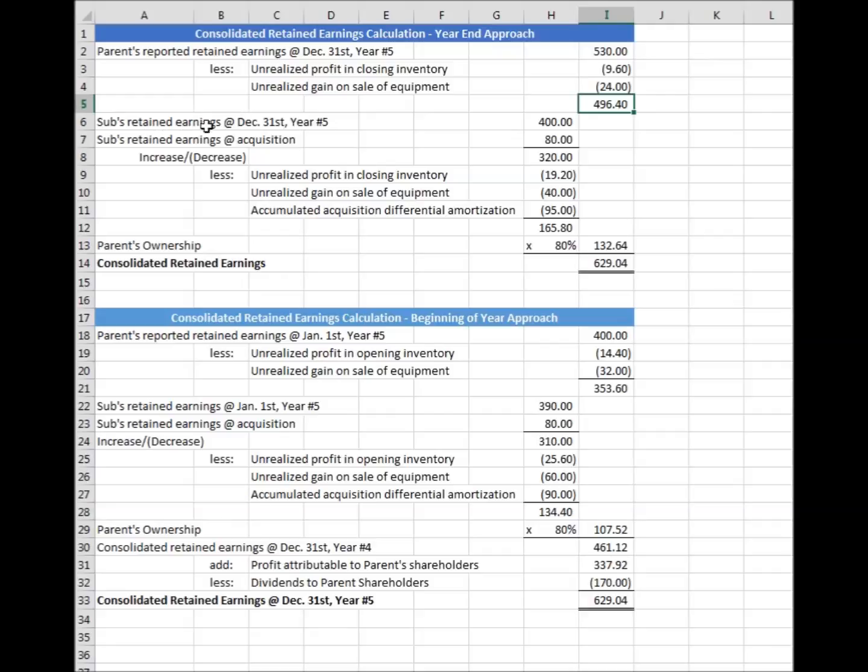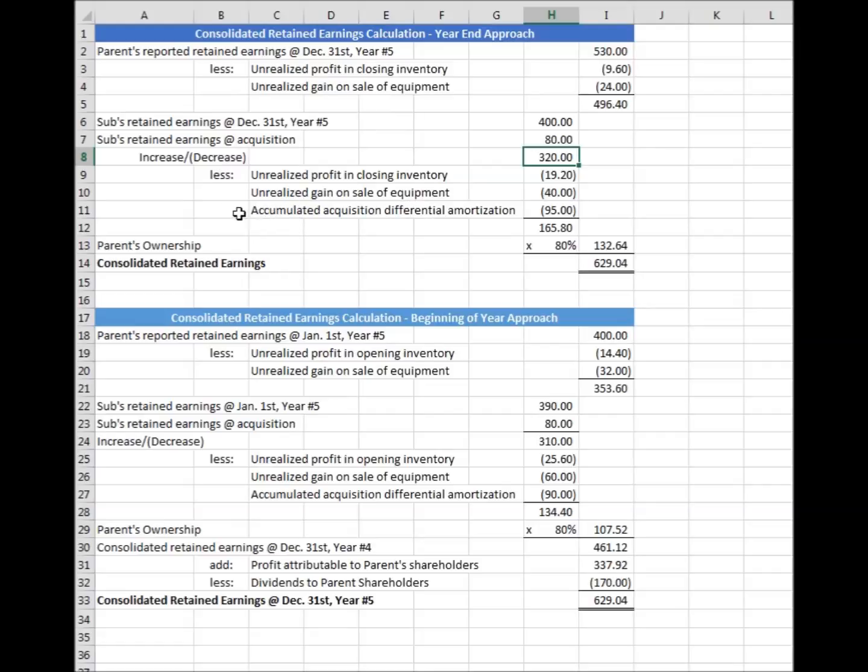496.4. And now we want to take the sub's retained earnings over here, and that's 400 at year end. And we're going to want to subtract the retained earnings at acquisition. So we just want to see the difference, what happened since they acquired it to this date. And that'll give us an increase of 320. And we're going to want to take out, once again, closing unrealized profit in closing inventory and unrealized gain on sales of equipment, making sure that we're picking the right ones over here. So these ones are obviously upstream, these ones are downstream. So distinguishing the difference between the two is very important.